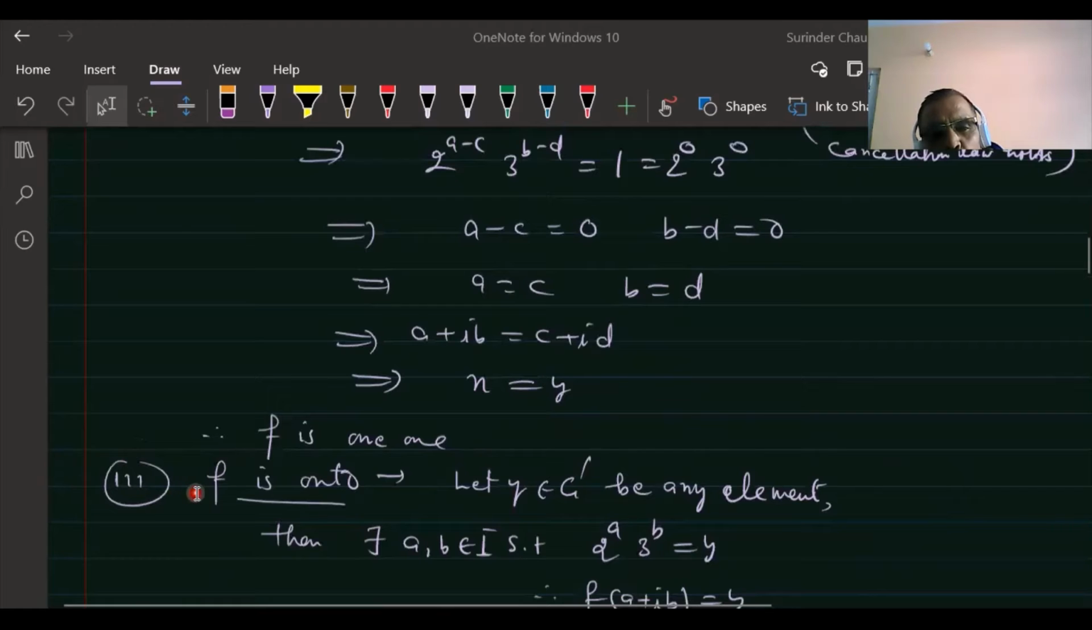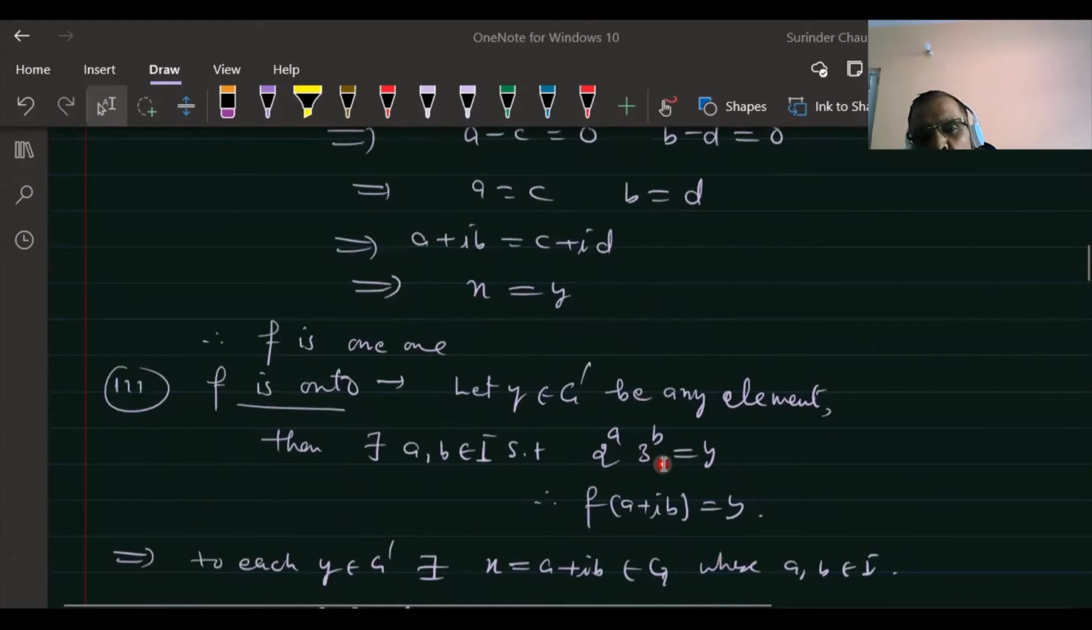Now I want to show f is onto. Let us take y belongs to G' be any element. Then there exist a and b belonging to G such that f of a plus iota b is equal to y.